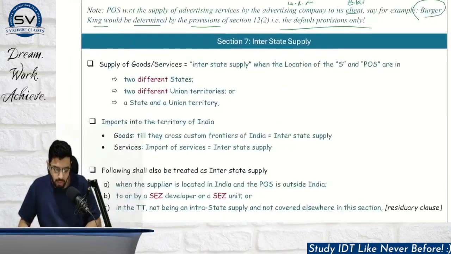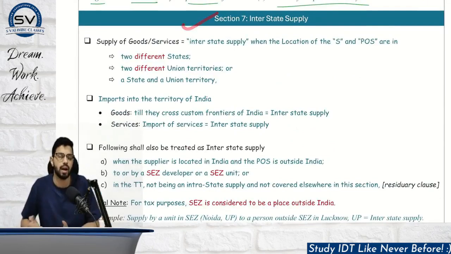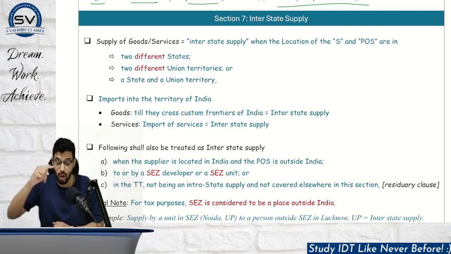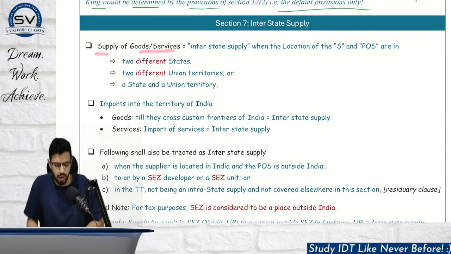Okay, now we are moving to our last stage. Basically, we are going to talk about section number 7 and section number 8 of IGST. Section 7 of your CGST was supply. I hope you remember that. Supply of goods and services, you already know this.